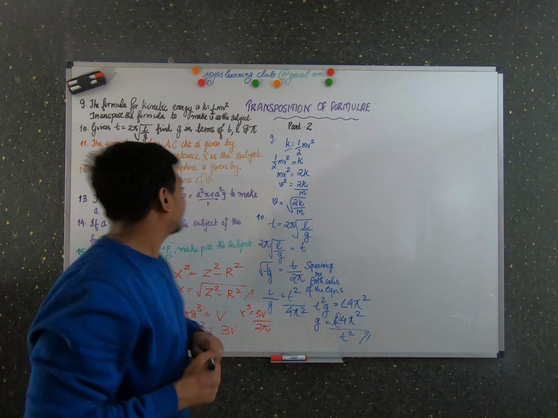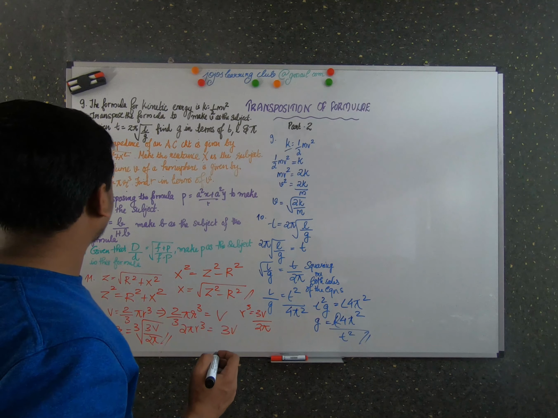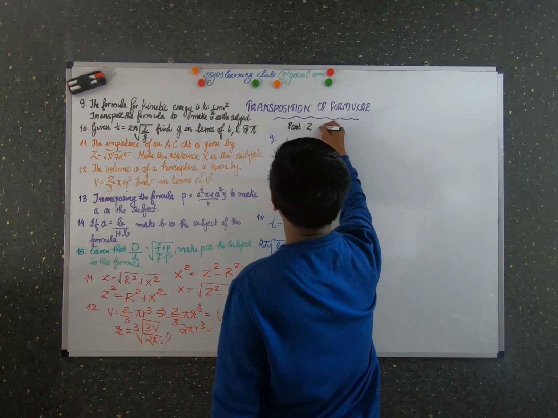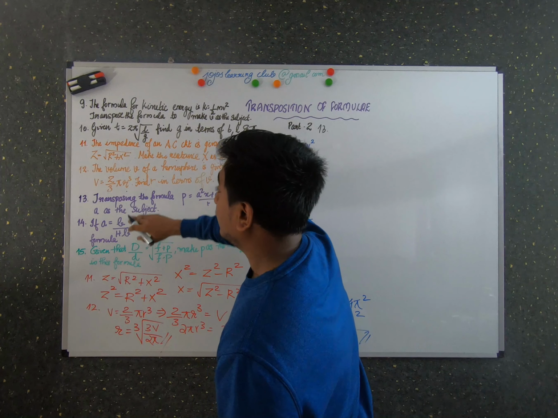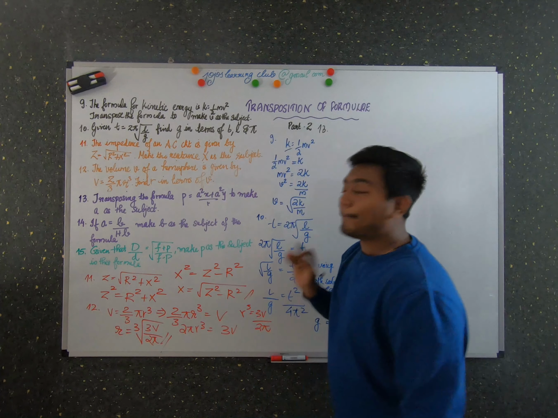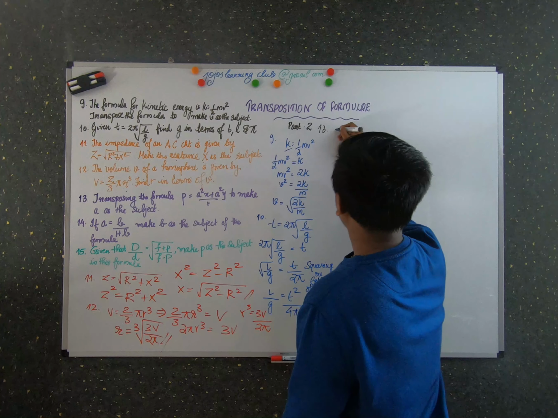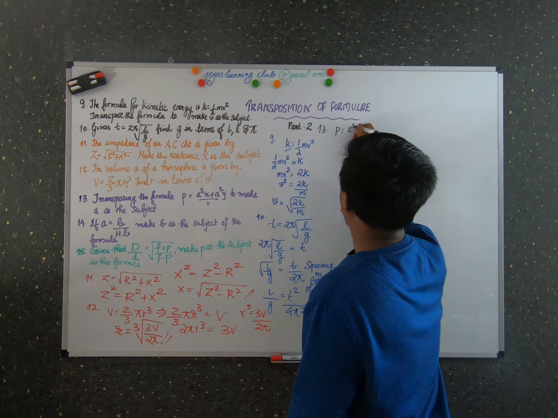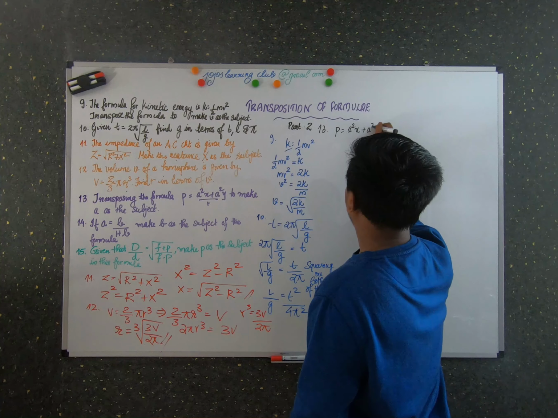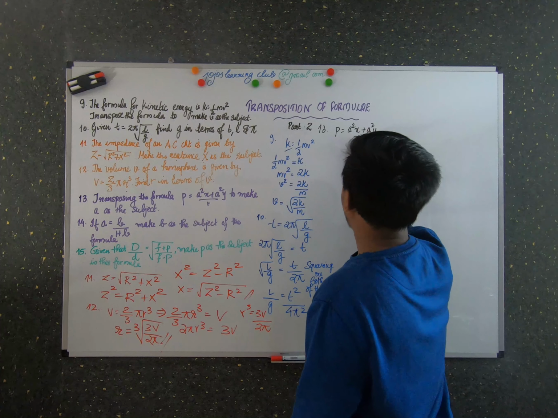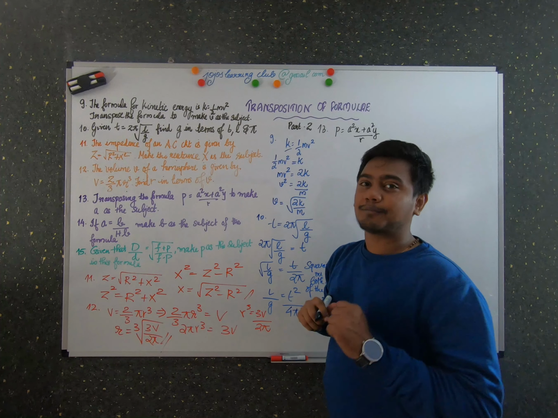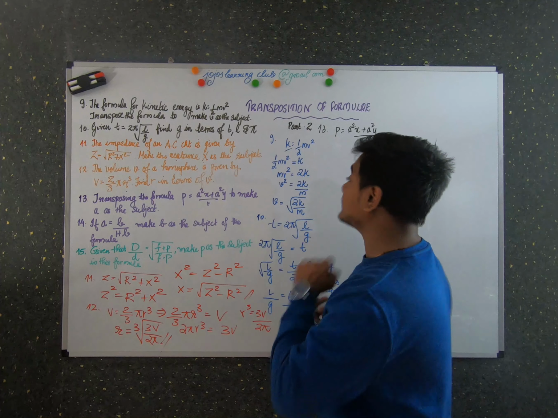And now let's go directly to the problem number 13. What is the problem number 13 discussing on? Transpose the formula P is equal to a square x plus a square y by r to make a as the subject. So now we have to make a as the subject.